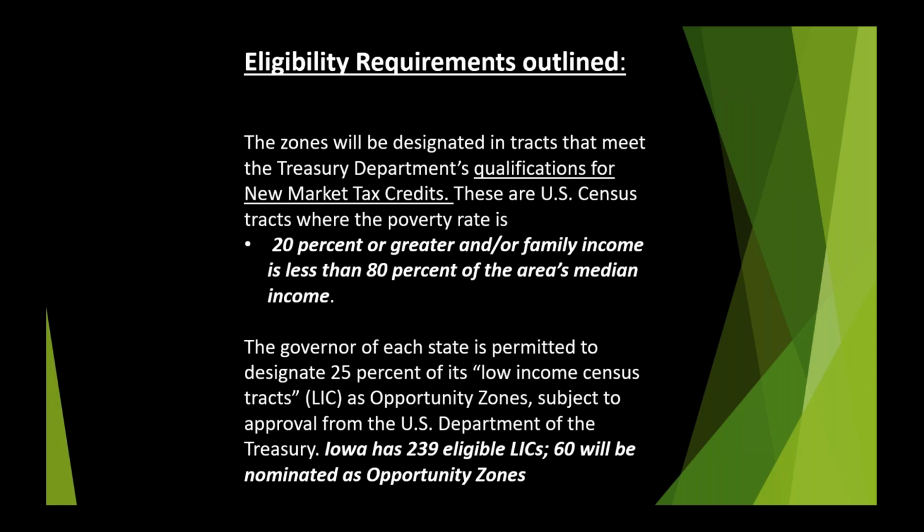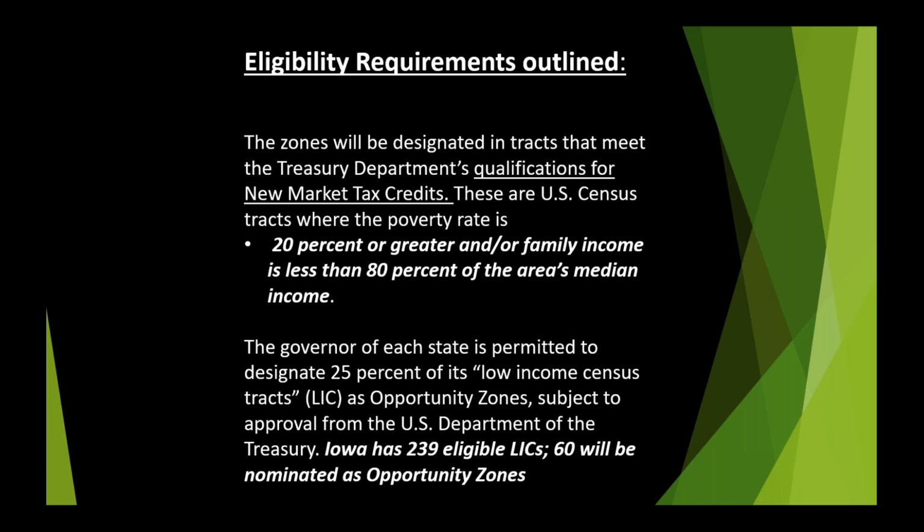So what we wanted to really begin to look at is identifying those zones very specifically. They matched up extremely well with new market tax credits. That's something that we've done quite a bit here in Dubuque. And we look at that 20% or greater, family income less than 80%. We were able to line that up very well.